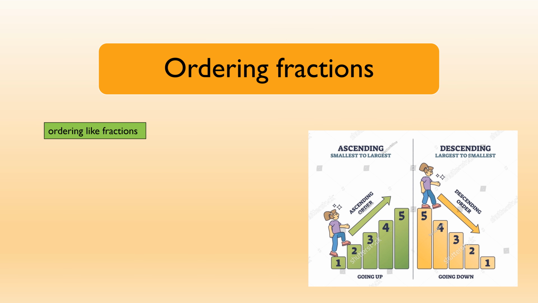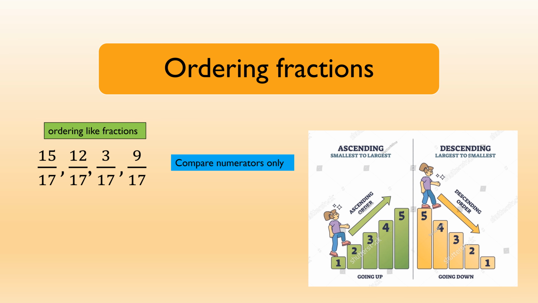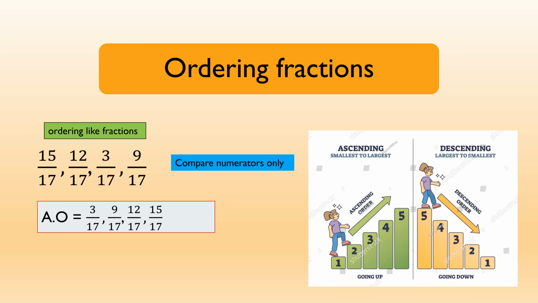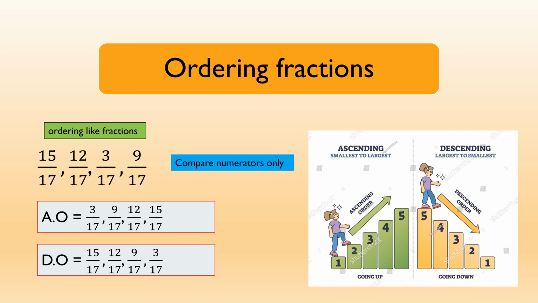If we are able to compare two fractions, then we can also compare more than two fractions and also arrange them in ascending and descending order. Ascending order means arranging fractions from smallest to greatest, and descending order means arranging fractions from greatest to smallest. Here I have a set of like fractions. We will simply compare their numerators and arrange them in ascending and descending order very easily.